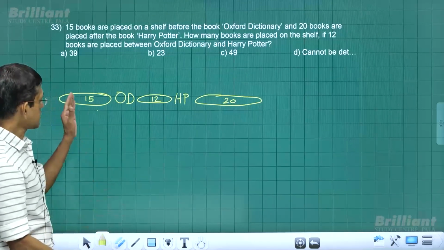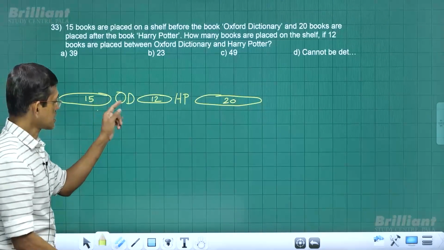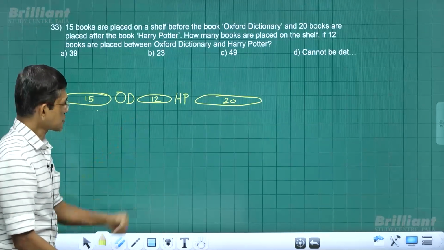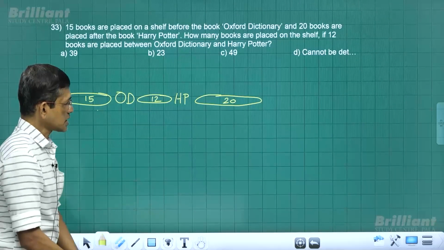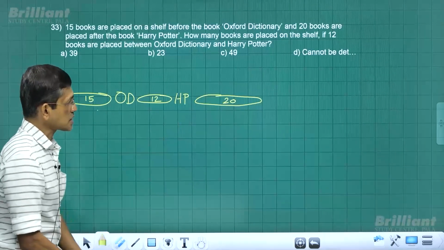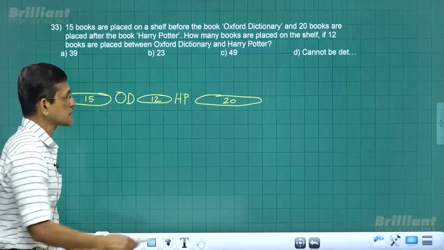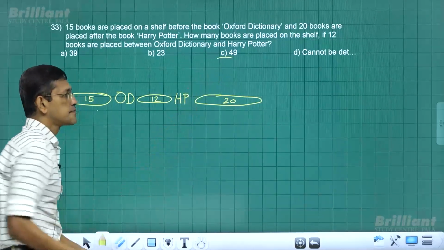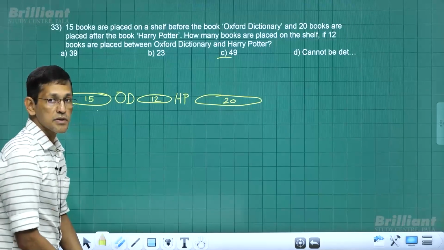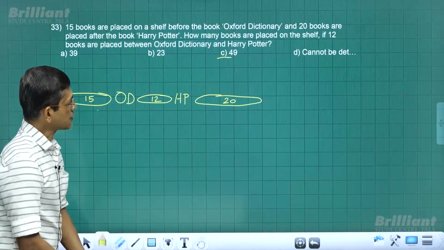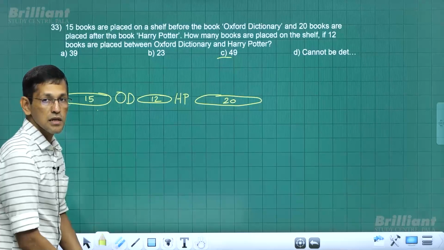So now you count it. 15 plus 1 is 16. 16 plus 12, that is 28. 28 plus 1, 29. 29 plus 20, that's 49. So we have the answer 49 right here. And at the same time, we have an answer, cannot be determined. So do we have a second possibility?